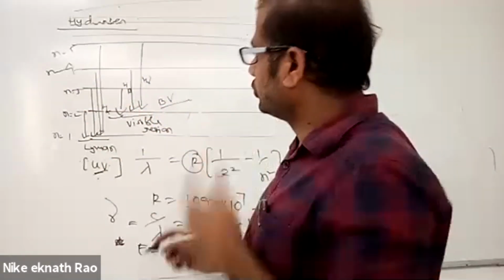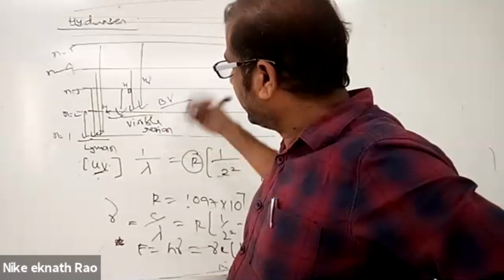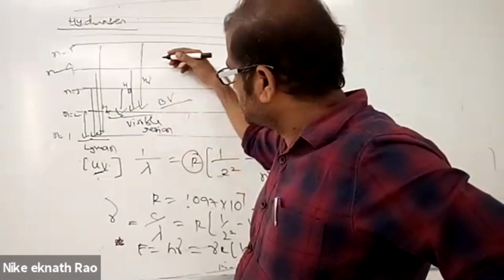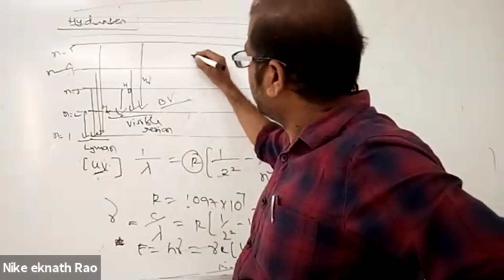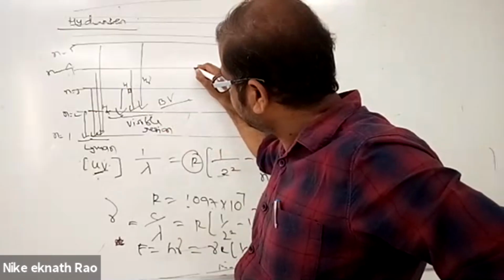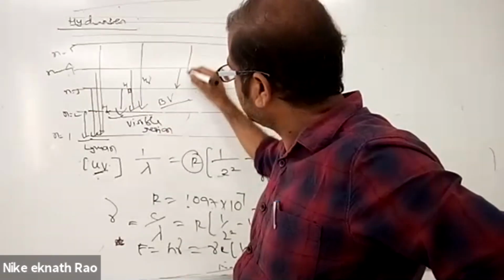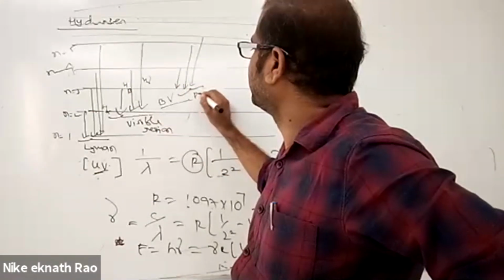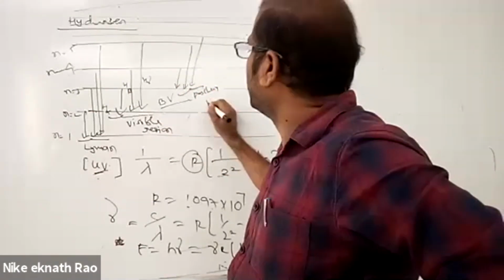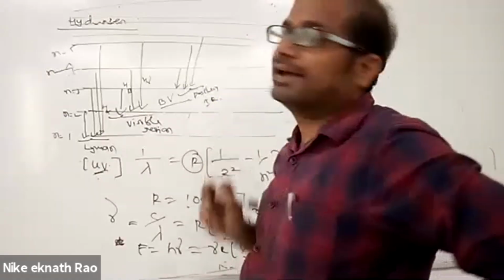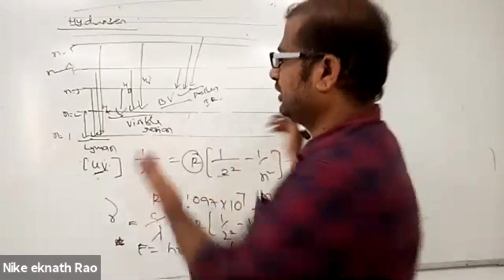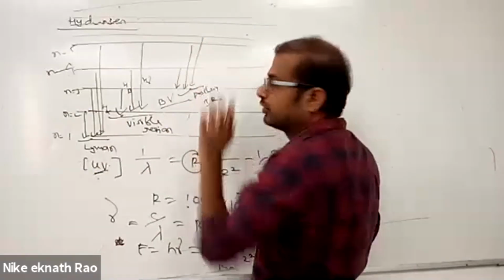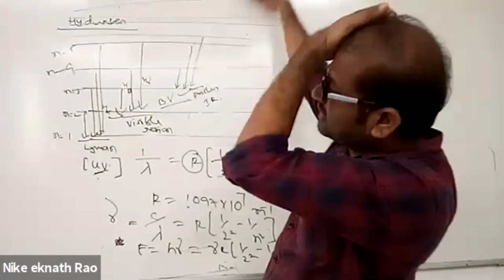Next, n is equal to 4 to 3 will come, 5 to 3 will come, or 6 to 3. Lyman, Balmer, next what? Paschen series. Paschen series lies in the IR region. Visible is done, ultraviolet is done, infrared, far infrared is okay. Now next, is it increasing or decreasing?